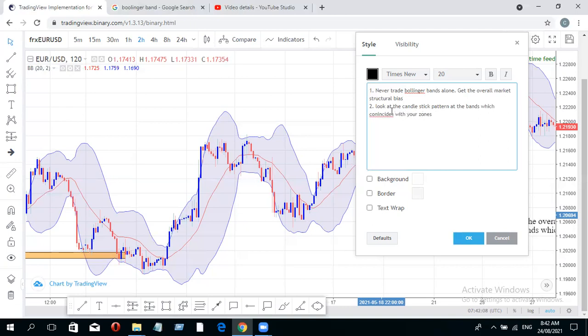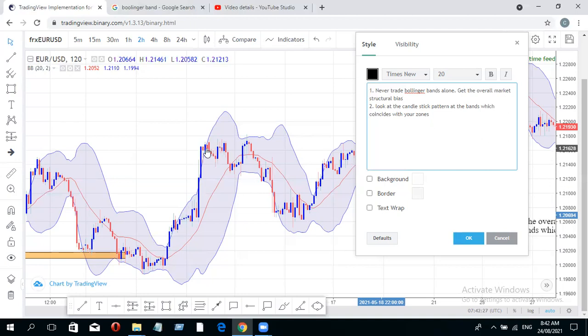Look at the candlestick pattern at the bands which coincides with your zones. You don't just take a buy or a sell because the market has gotten to the lower Bollinger Band. You wait for a candlestick pattern. You can see there was some kind of accumulation here, and then it finally bought up. Then it did a false break, and then it bought up.